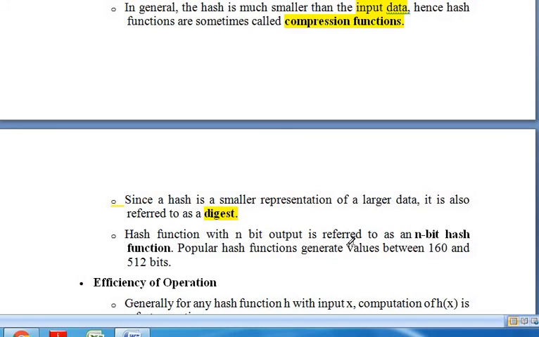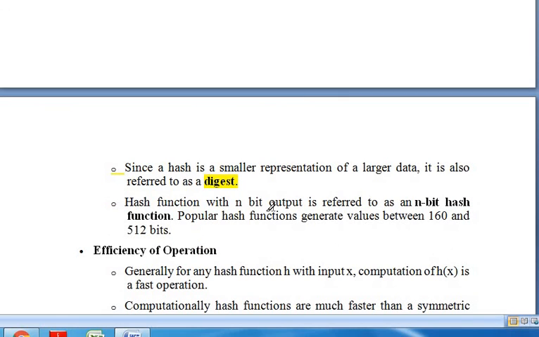Digest means we are eating something, we are digesting. That mechanism is told here: the larger data is taken and digested by the compression function, and the smaller data is given as the output, that is the hash value. A hash function with n bit output is referred to as an n bit hash function. It generates around 160 to 512 bits as output values.